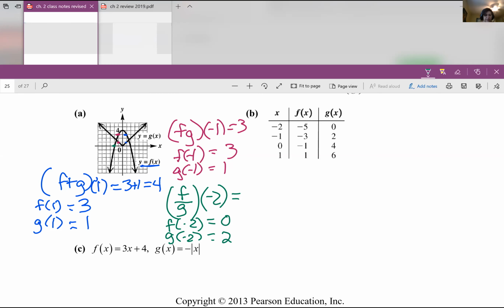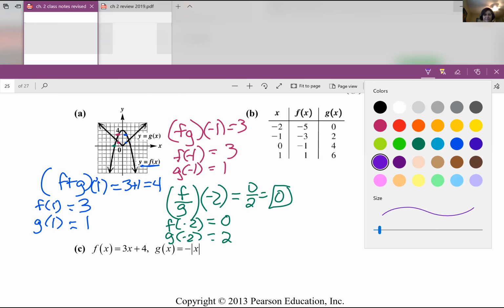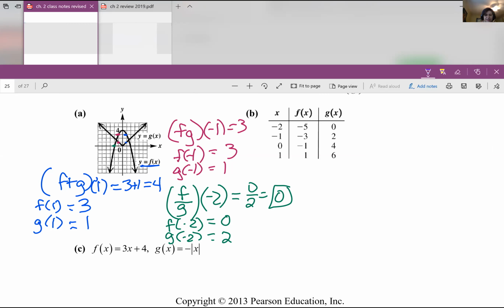So if I put this into the division, I get 0 on top over 2. What does that equal? 0. Good job. Now, I'm curious. What if this had said g divided by f of -2? What would have been different on that? 0.